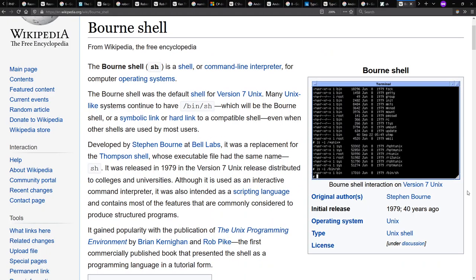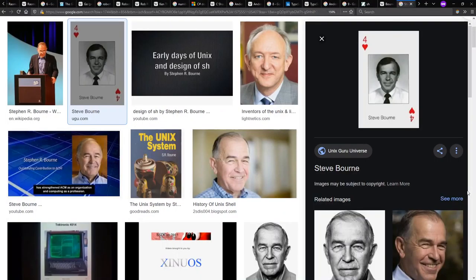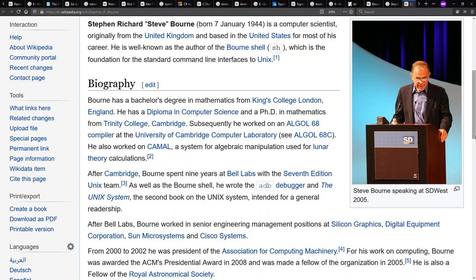The Bourne shell, or SH, as we use it today, came out in 1979, designed by Stephen Bourne. Again, Bash and ZSH are from about 10 years later, which are the common default shells in various flavors of Unix. Stephen Bourne is sort of a hard guy to pin down because he's got a really common name. This is the right Stephen Bourne, and this is the wrong Stephen Bourne. And anyway, Bourne, the guy we're talking about, is from the UK originally.